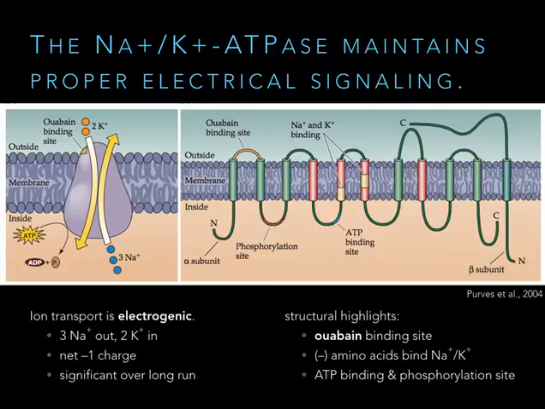Now, if we were to look at the structure of the sodium-potassium ATPase, you'll see that there's an alpha and a beta subunit. In the alpha subunit, we have a ouabain binding site. That's the inhibitor, which we'll see in action in just a moment. There's the phosphorylation site, which gets phosphorylated after ATP binds to allow the rearrangement. And then we have some negatively charged amino acids that will bind sodium and potassium.